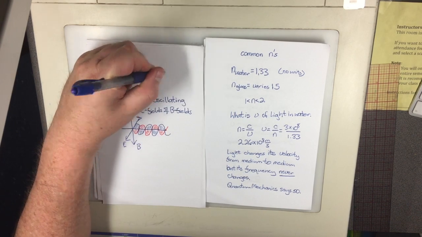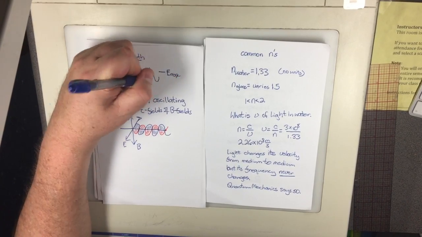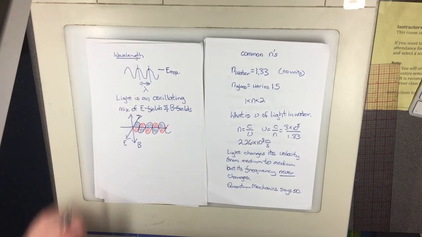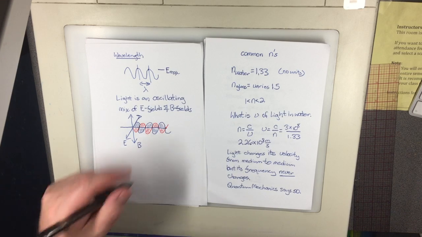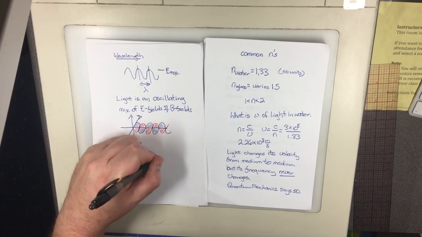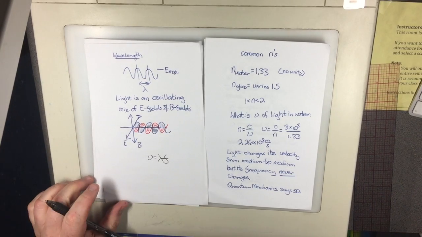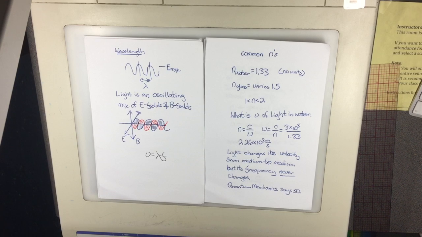And if this is the E max, the length between consecutive E maxes is the wavelength itself, or consecutive B field maxes, or B field mins, it doesn't really matter. There is a distance associated with it, a velocity, and a frequency. The velocity is lambda f: the velocity of light is the wavelength times its frequency. Wavelength is in meters, frequency is in inverse seconds. Multiply the two, what do you get? Meters per second.